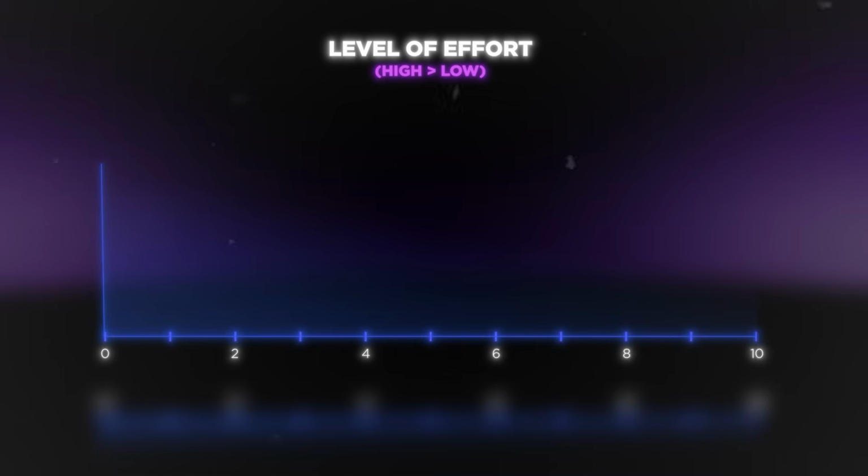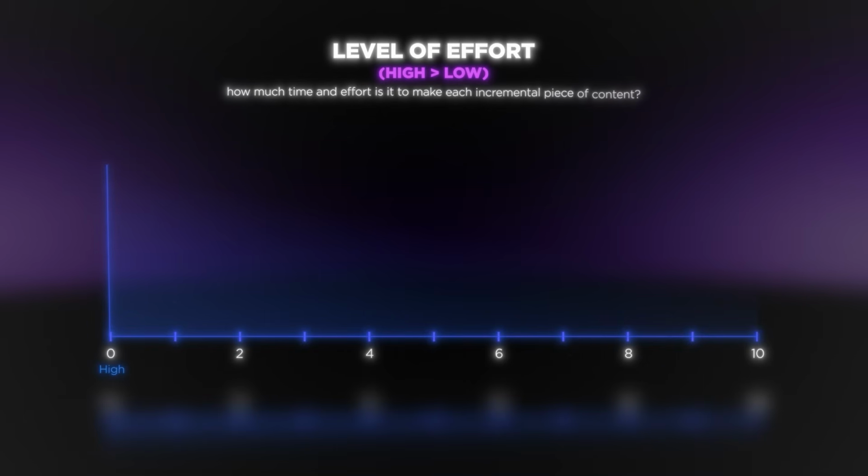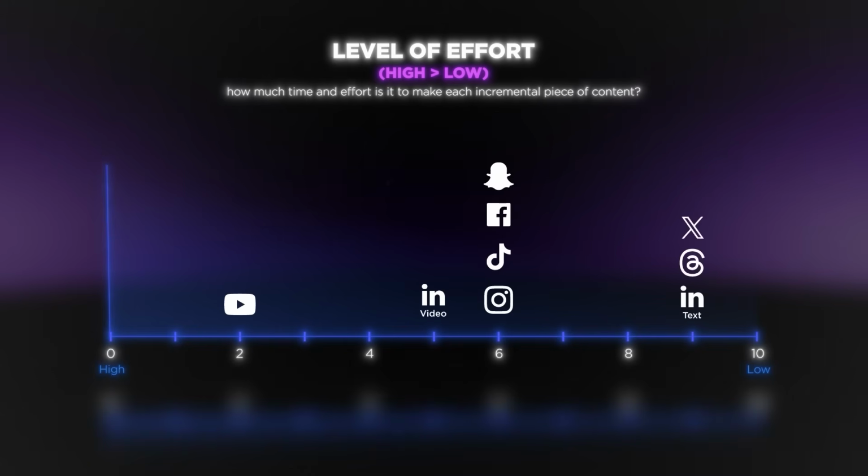Now, as you look at these, the left side is the weaker side. That's not what we want. The right side is the stronger side. That is what we want. So the first scale is level of effort. On one side, it's high level of effort, takes forever to make one piece of content. On the good side, it's low level of effort. You could make these fast. So we're gonna plot all 9 of those across this scale so you can get a sense for how much or little effort it would take to make.